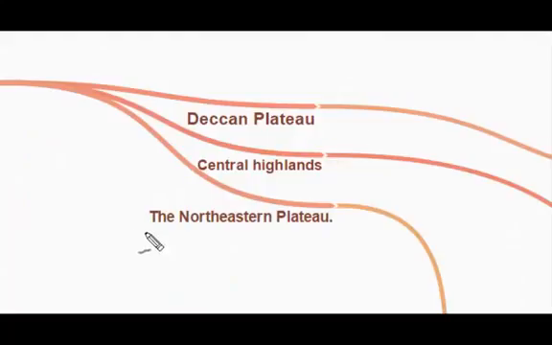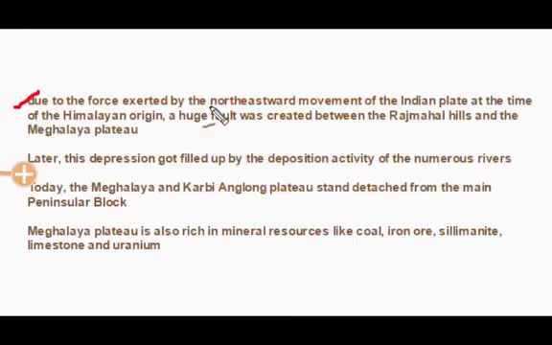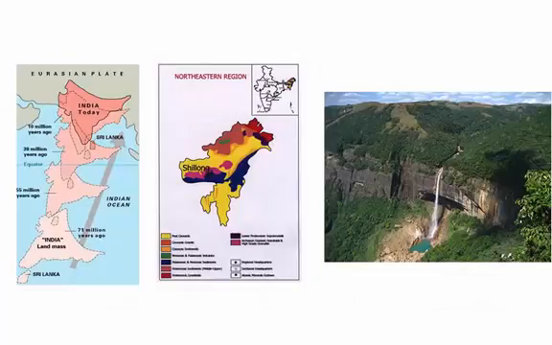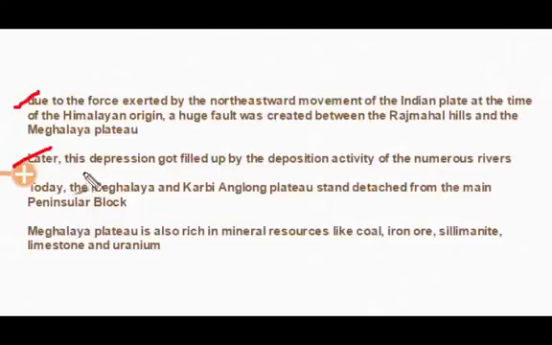Coming to the third type, the northeastern plateau. Due to the force exerted by the northeastward movement of the Indian plate at the time of the Himalayan origin, a huge fault was created between the Rajmahal Hills and the Meghalaya Plateau. I'll show this to you on a map, how it was formed. Later, this depression got filled up by the deposition activity of numerous rivers. Today, the Meghalaya and the Karbi-Anglong Plateau stand detached from the main peninsula block.